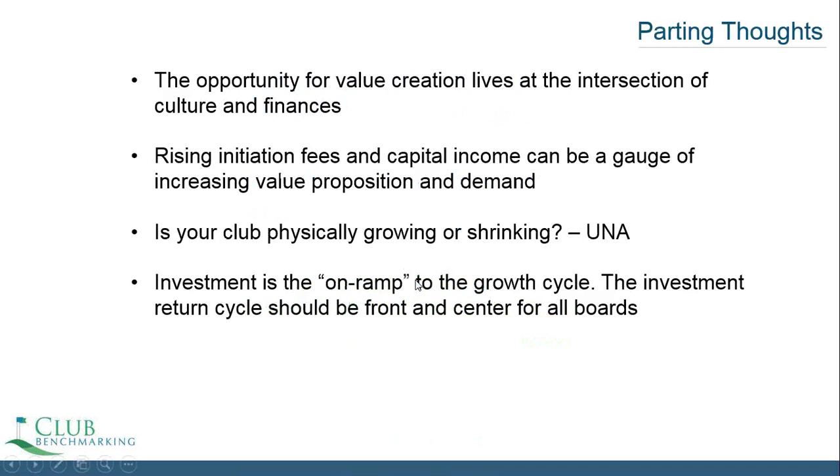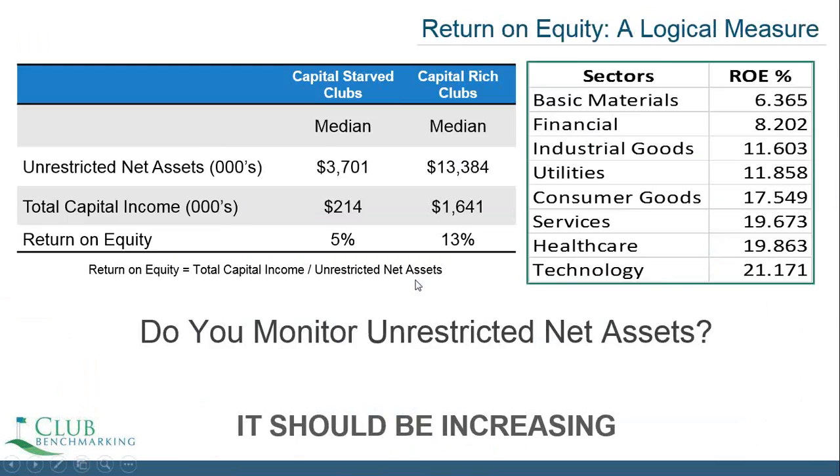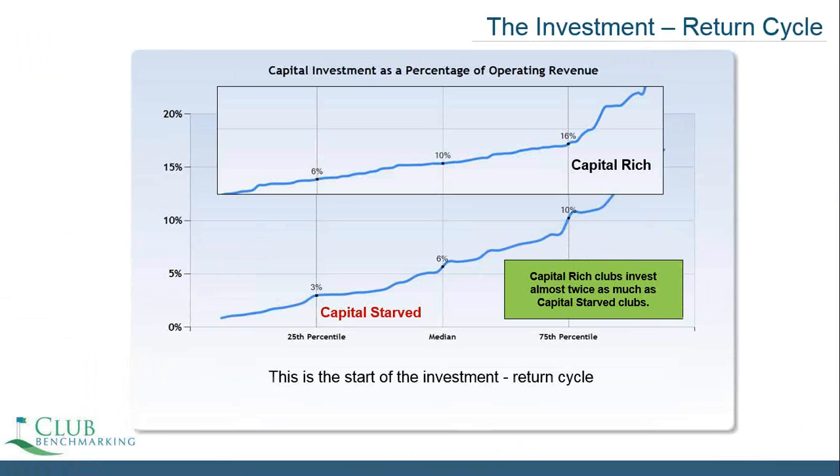Yes, that was one of the charts, and I know I went through those fairly quick. I'm going to pop right back up there. Here it is. So this is capital investment as a percentage of operating revenue. Now, obviously, the capital isn't coming from operating revenue, but that's how we're sizing it. So capital-rich clubs spend basically twice the percent as capital-starved clubs. At the median, it's 6 and 10, 3 and 6. So yeah, those are the benchmarks for that. And there are some clubs that spend even significantly more than that.